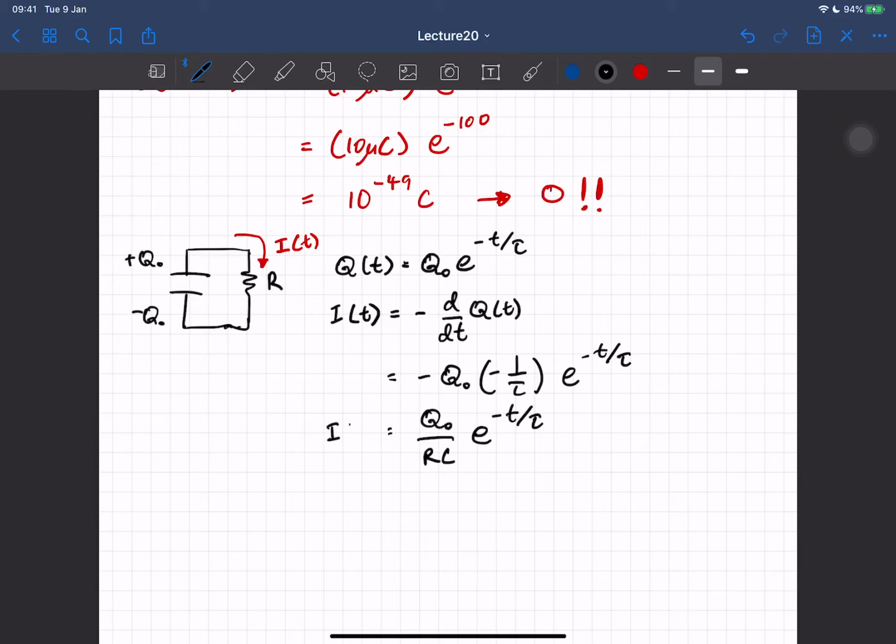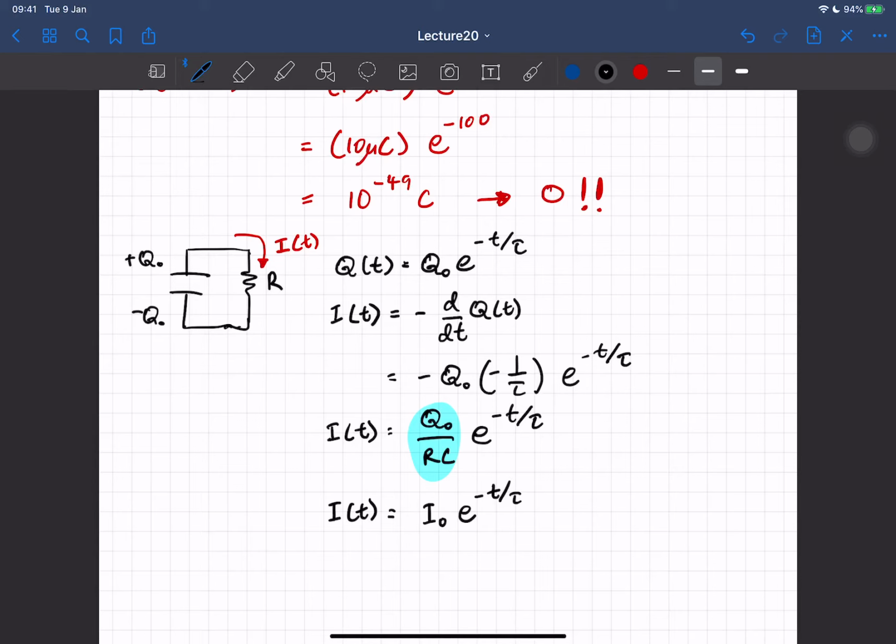And in a similar fashion, we can also call the factor in front here the initial current, because that's the current that you have at time equal to 0. So it can be like this: I equals I0 e to the minus t over tau. So the current also decays exponentially, right? Which I think is not totally surprising. And eventually the current will be 0 because eventually you have no charge on the capacitor. So the current has to be 0.